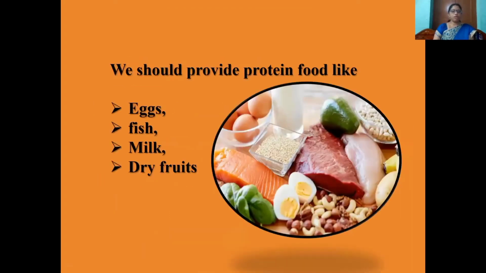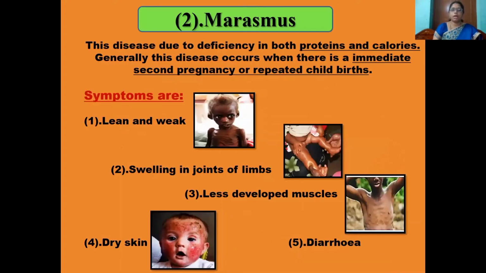To prevent kwashiorkor in children, we should provide protein food like eggs, fish, milk, and dry fruits to save the children from kwashiorkor disease. And second one is marasmus. This disease is due to deficiency of both proteins and calories. Generally, this disease occurs when there is an immediate second pregnancy or repeated childbirths.